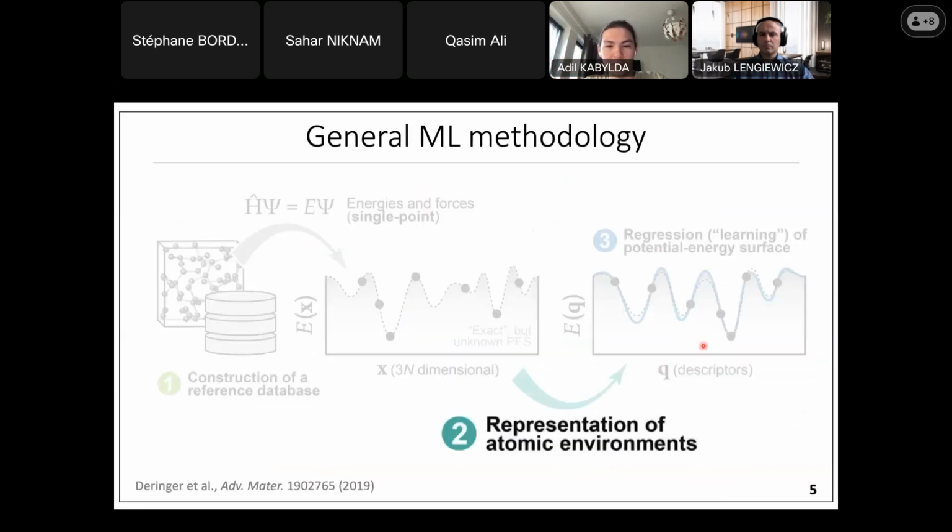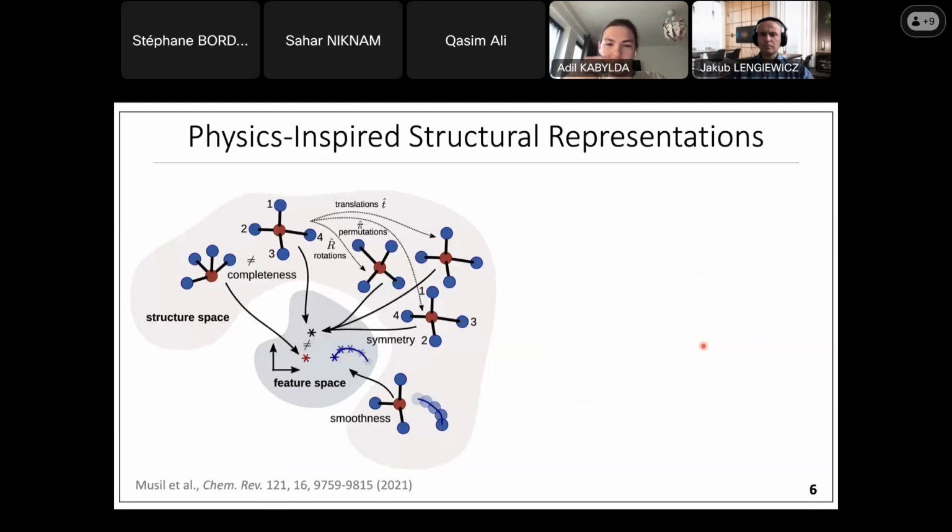The second step is the representation of atomic environments, and here I guess physics and chemistry modeling is a little different, or maybe not so different. If we want to model molecules, we need to go from our Cartesian coordinates, just points in space, to a representation that is suitable for machine learning to learn, and we need to respect some simple physical symmetries of the molecules. These are so-called physics-inspired structural representations.